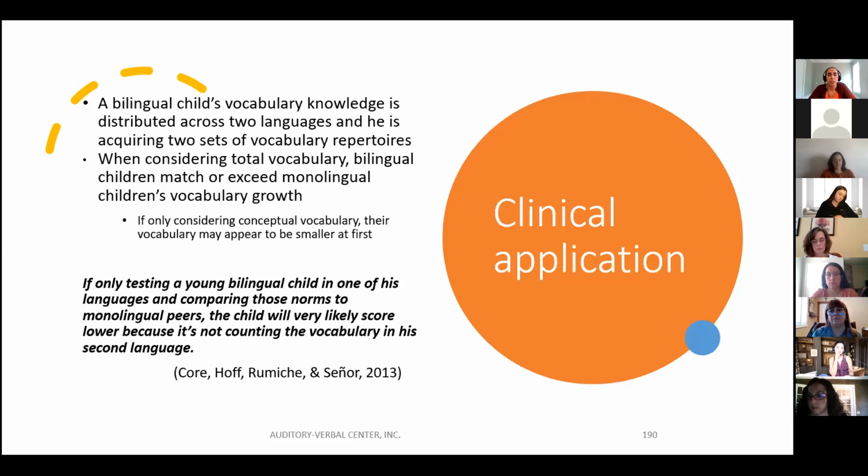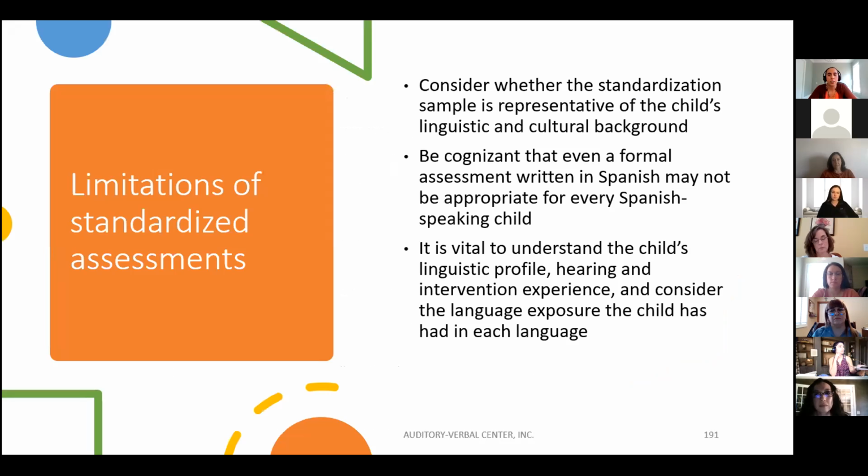And so if only testing a bilingual child in one of his languages and comparing those norms to monolingual peers, he may score lower at first. If you score it for an older child, at that point they typically have caught up, and we know that bilingualism doesn't cause a true language delay. But in the beginning, a young bilingual child's language knowledge is spread across his two languages.